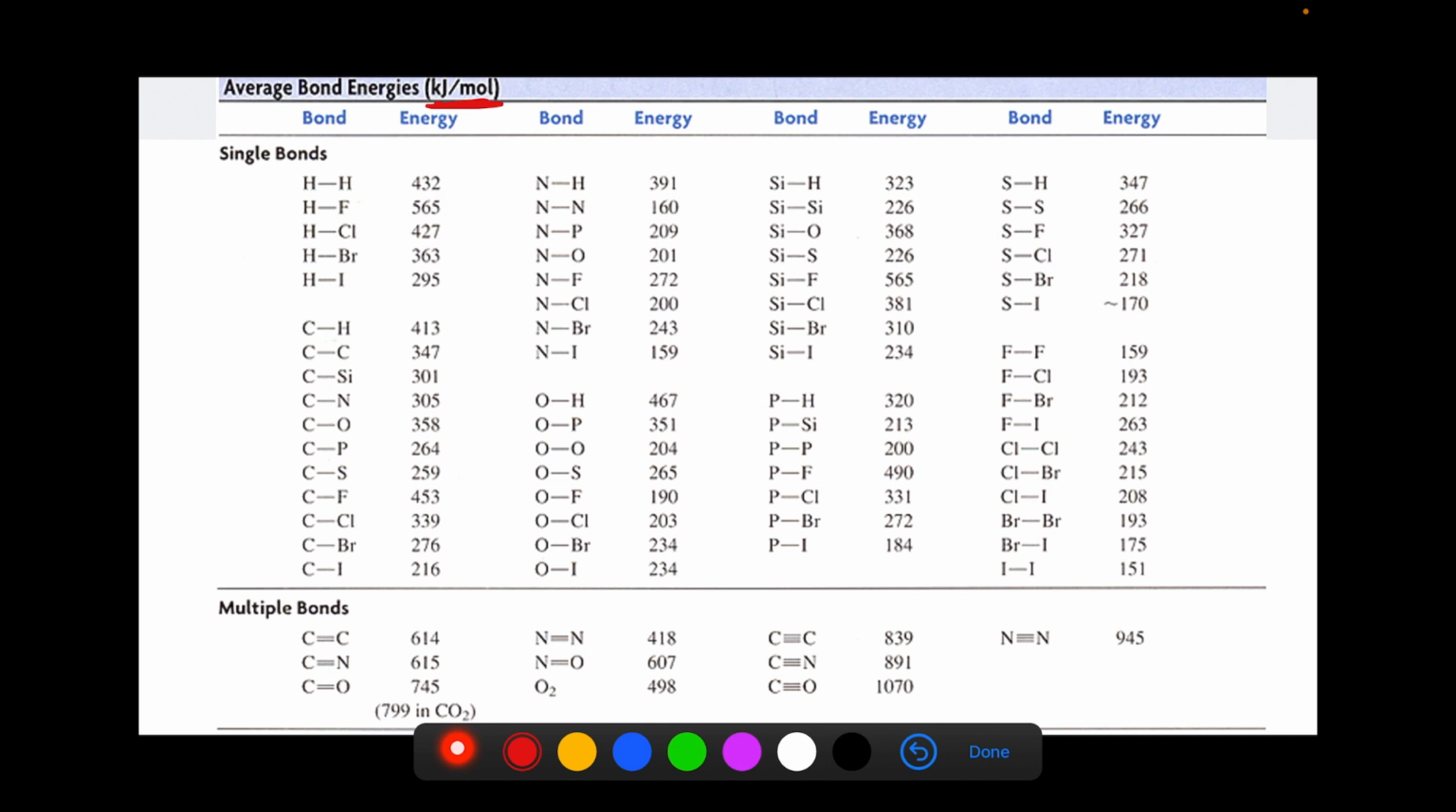Illustrating the point made about bond order in the previous slide, note the difference between the C-C single bond, which has a bond energy of 347, and the C=C double bond, which is nearly double, versus the C≡C triple bond, which is even greater at 839. So bond energy increases with bond order.